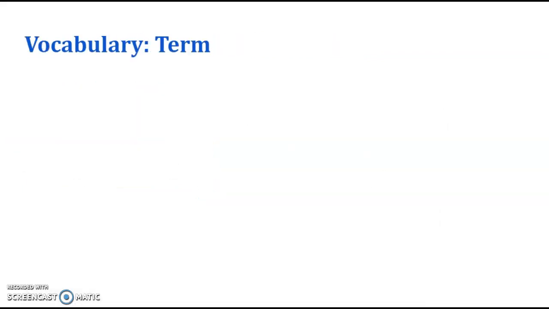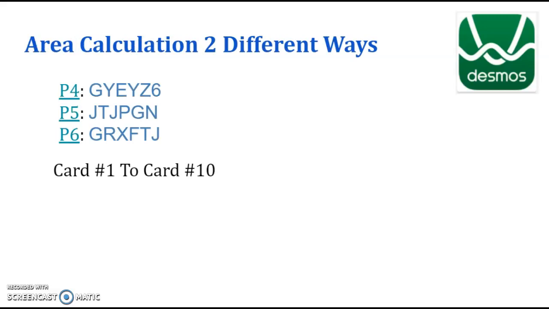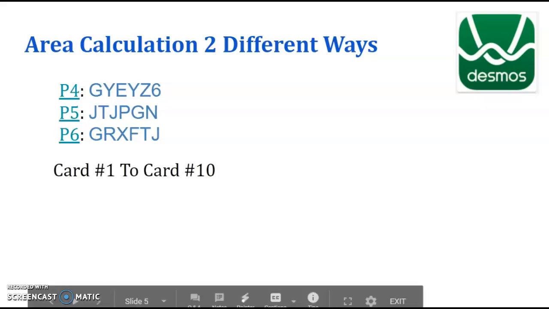Okay, great. So at this point, you are going to be working on the Desmos area calculations two different ways, and these are the links, and you are going to be working on cards number 1 to 10 all the way.